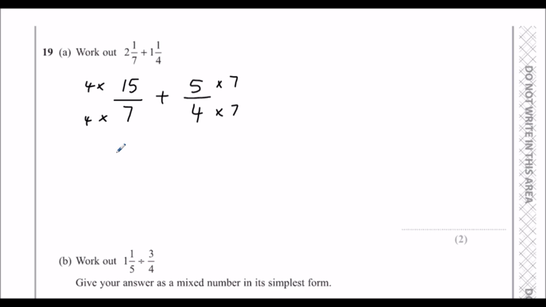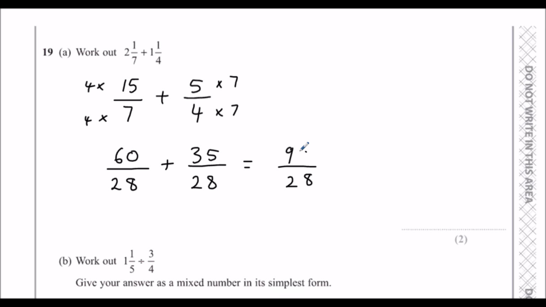4 15s, that's 60. 4 7s are 28. 5 7s is 35 over 4 7s, which is 28. So we've made the bottom numbers the same. Now we can just add the top. So 60 plus 35, that's 95. And it doesn't say anything about giving our answer in a certain form. So we're just going to give our answer as 95 over 28.